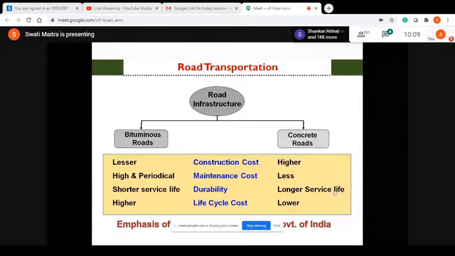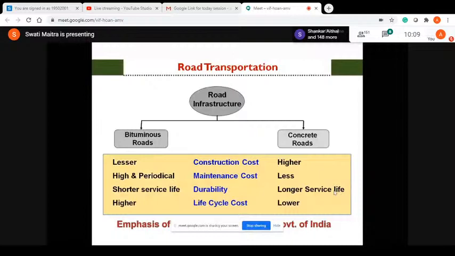But in today's lecture, I will focus mainly on jointed plain concrete pavement, which is constructed mainly on highways and also on other city roads in India. Now you can see here a schematic diagram of jointed plain concrete pavement. It has several components. The main thing is the concrete slab, which is the top layer.